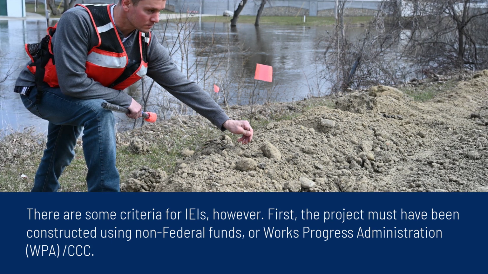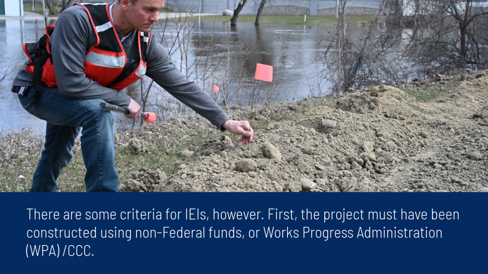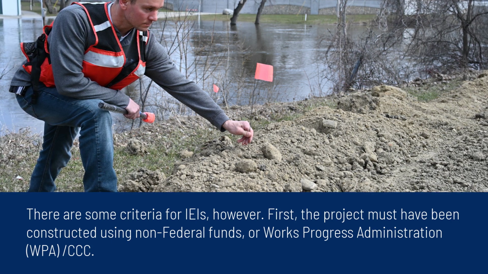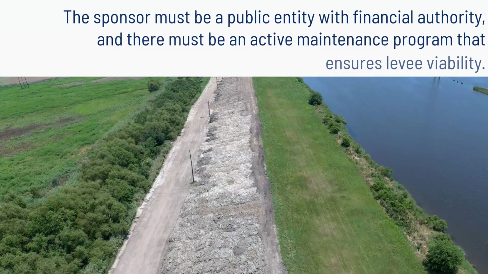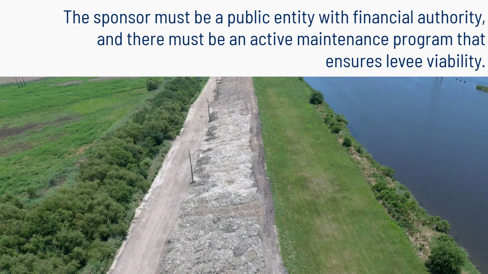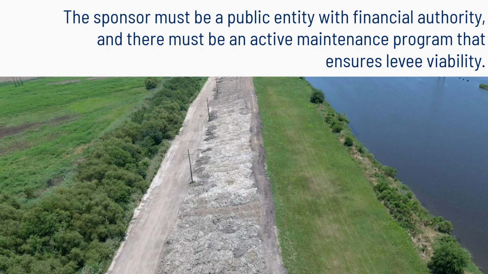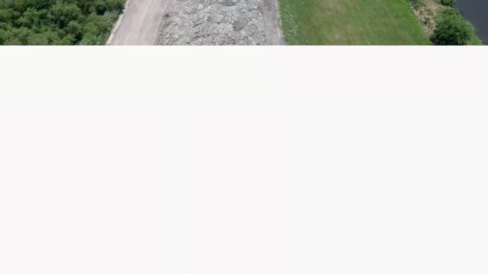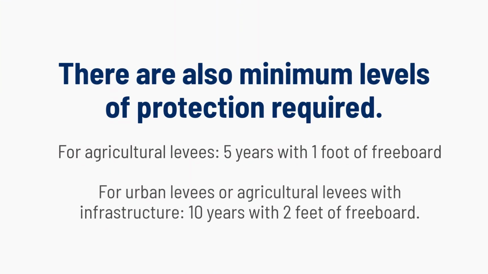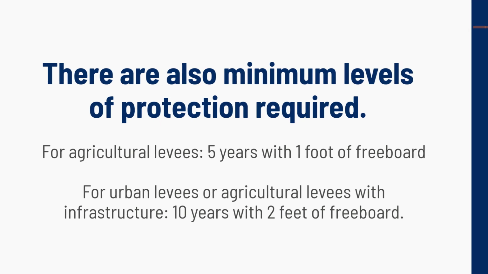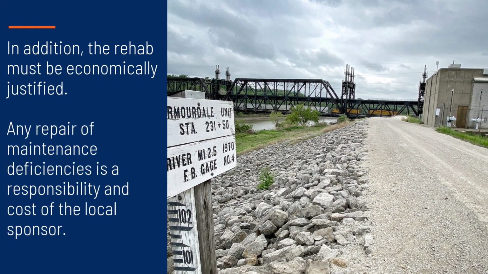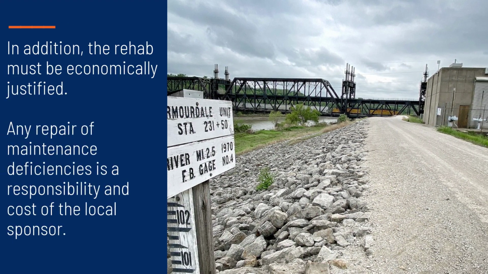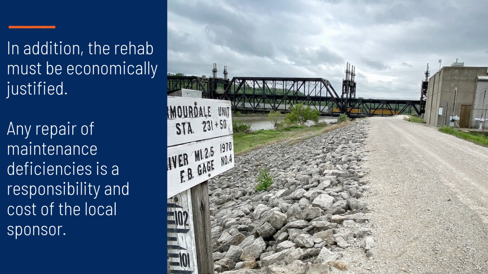First, the project must have been constructed using non-federal funds, or Works Progress Administration, WPA, or CCC. The sponsor must be a public entity with financial authority, and there must be an active maintenance program that ensures levee viability. There are also minimum levels of protection required. For agricultural levees, it's 5 years with 1 foot of freeboard. For urban levees or agricultural levees with infrastructure, it's 10 years with 2 feet of freeboard. In addition, the rehab must be economically justified. Any repair of maintenance deficiencies is a responsibility and cost of the local sponsor.